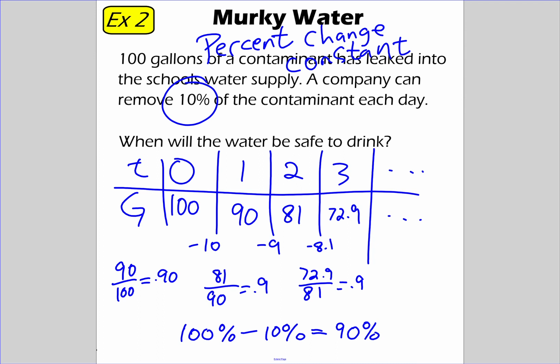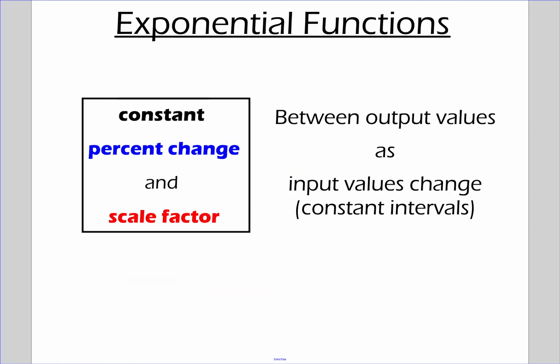And we could continue this pattern. You could keep multiplying by 0.9. For instance, see how long it takes you to get below 1 gallon. Okay, you'd be surprised. So our big result in both of these cases is that the percent change and the scale factor were constant. And that's what makes an exponential function, right? We have a scale factor, this number that multiplies between the output values, over the same interval of the input values, okay?